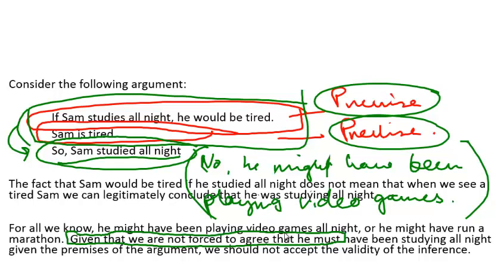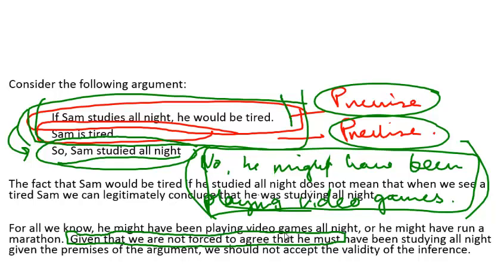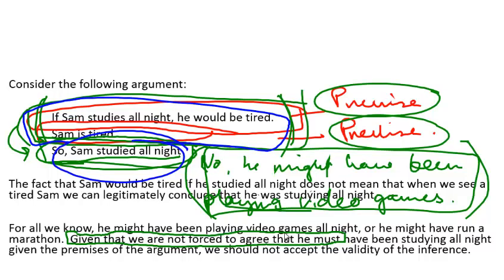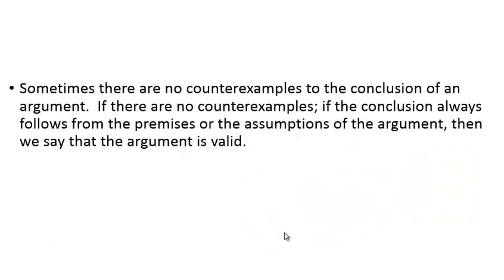The counterexample here is consistent with the premises. So the counterexample shows that the negation of the conclusion is consistent with the premises. So what are we saying? We're saying that this conclusion doesn't follow, because if you negate it, if you say it's not the case that Sam studied all night, that would also be consistent with the premises. And that clearly can't be the case in a valid piece of logical inference or valid logical argument.